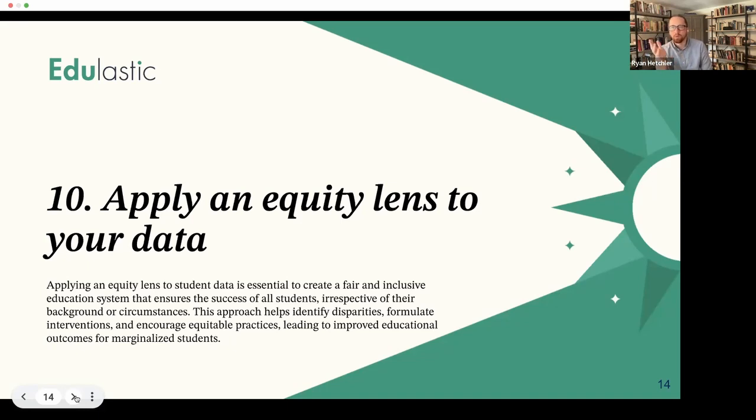And that's what we mean when we say applying an equity lens. Are there outliers? Are there student groups, teacher or parent groups who are not being reflected the way that you want in your data? And then what do you do about that? Again, not from a punitive standpoint, but from a collaborative standpoint of this is where we want all students in our district to be.